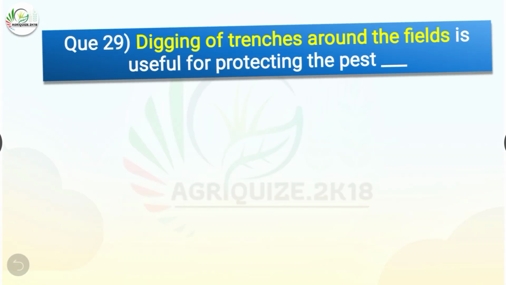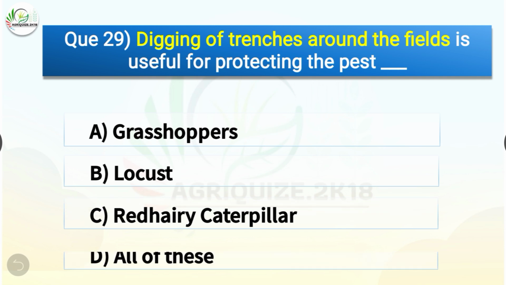Question number 29. Digging of trenches around the fields is useful for protecting from the pest dash. The options are grasshoppers, locust, red hairy caterpillar, or all of these. The correct answer is option D, all of these. So digging of trenches around the fields is useful for protecting from the pests, which are grasshoppers, locust and red hairy caterpillar. Digging 30 to 60 centimeter deep trenches around the field is useful to prevent the march from one field to another of locusts, hairy caterpillars and grasshoppers.